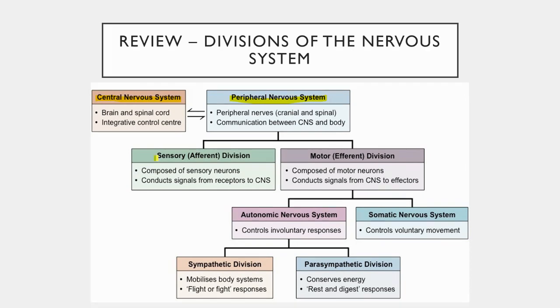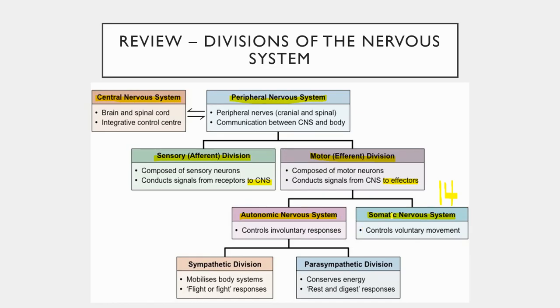Now the peripheral nervous system could be sensory or motor, and so sensory is bringing information to the central nervous system, and the motor division is carrying information to the effectors like muscles or glands. And we can see here that the motor division can be divided into the autonomic, which is what this chapter is about, and the somatic nervous system. Now technically the somatic nervous system is covered in Chapter 14. We actually skipped over that one.